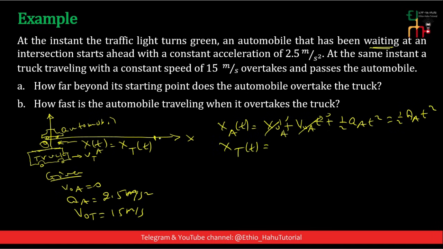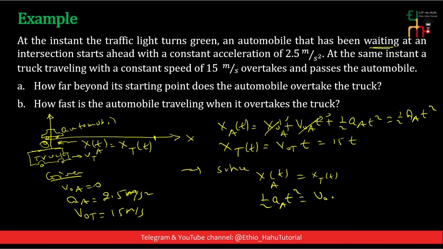Distance traveled by the truck when it reached this point is v naught of truck times t. This is equal to v naught of truck, 15, times t. Since distance of automobile is equal to distance of truck, 1 over 2 acceleration of the automobile times t square is equal to v naught of the truck times t. One t goes with one t. Therefore, t is equal to twice v naught of the truck divided by acceleration of the automobile.